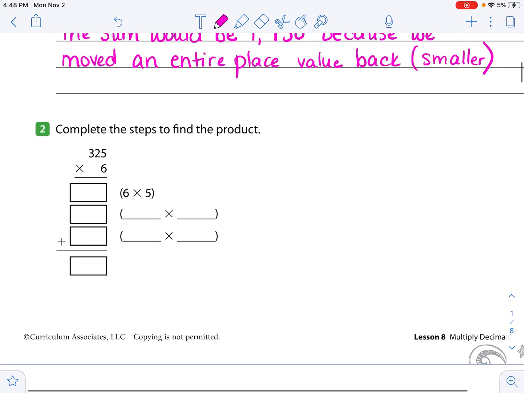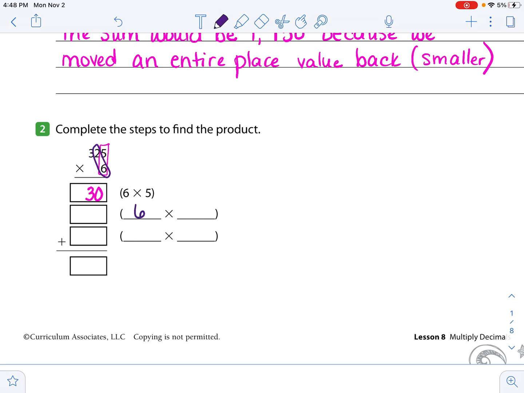Okay? All right, let's complete these steps to find these products. All right, so look at what we've got. 6 ones times 5 ones. Partial products, boys and girls. 6 times 5 is 30. Now, shift gears. Now we have what?